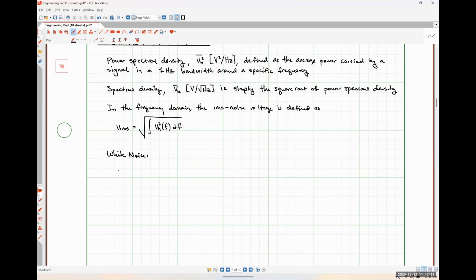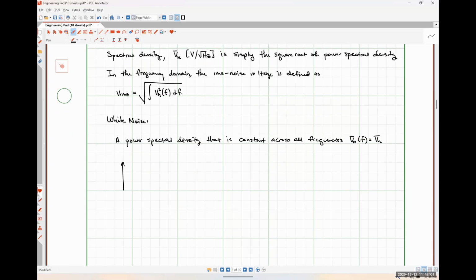So white noise is a power spectral density, excuse me, that is constant across all frequencies, meaning that Vn of f just has some single value, right? Graphically, we might see something like this.